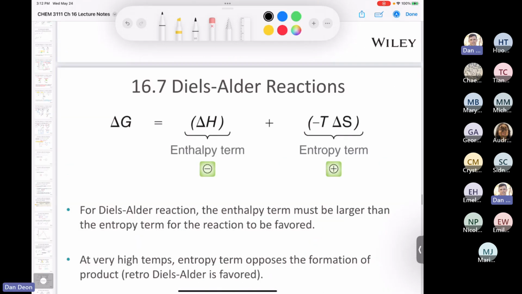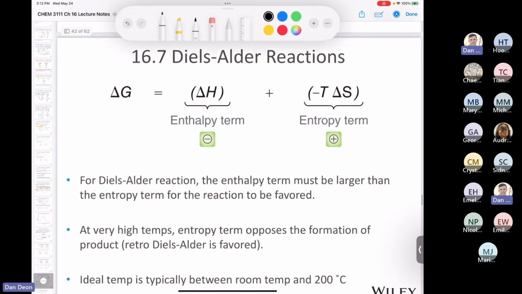So if we take negative T delta S, and remember that this is a negative number and this is a negative number, if you take a negative times a negative, what do you get? A positive. So now what we have is a negative and we're adding a positive to it. When are we going to get a negative delta G? We're going to get a negative delta G when this term is small.